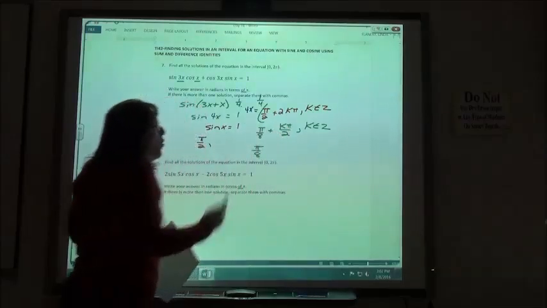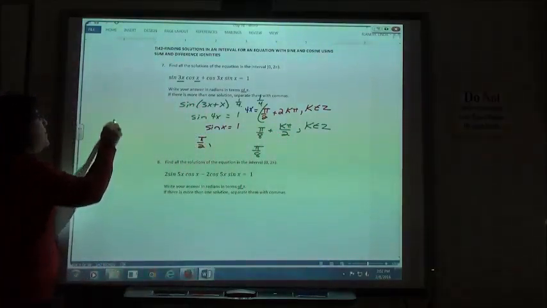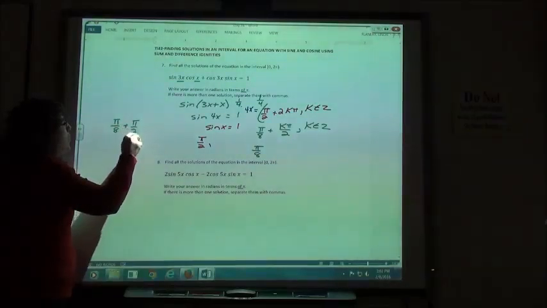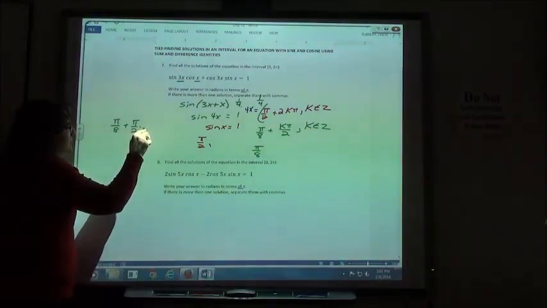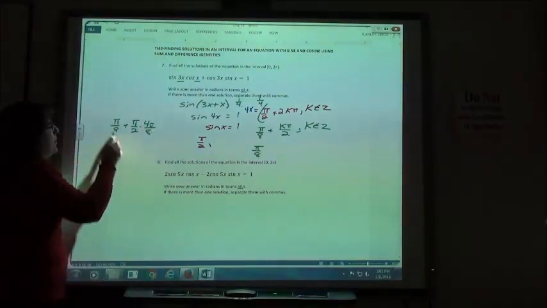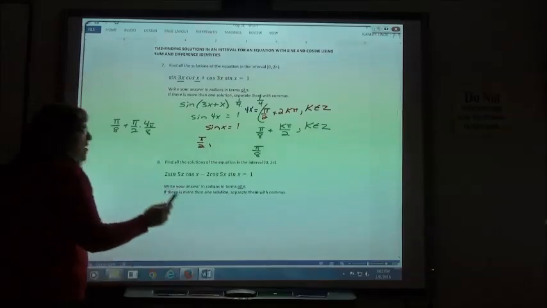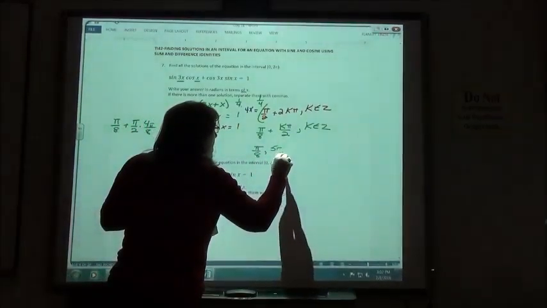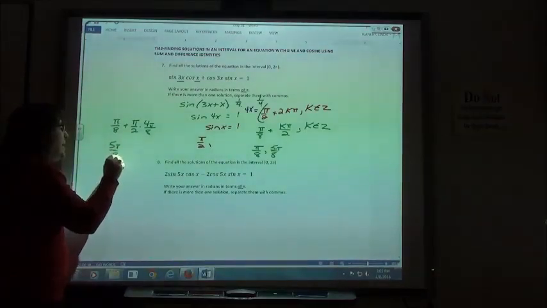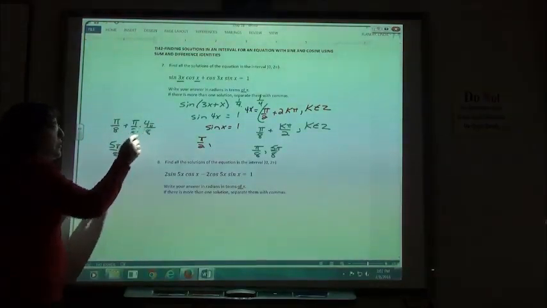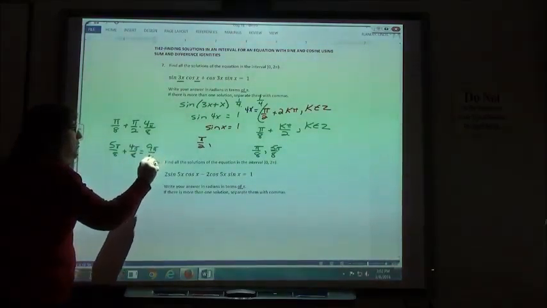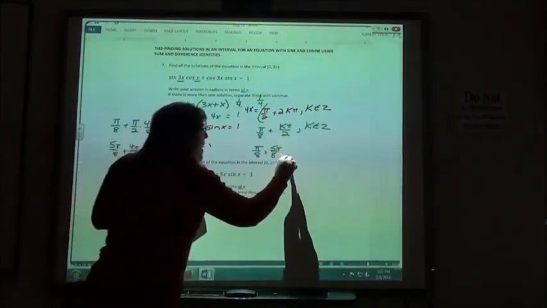We're going to add 1/2 pi each time. So if I have pi over 8, and I add pi over 2, in terms of eighths, I would have 4 pi over 8. So pi over 8 plus 4 pi over 8 would be 5 pi over 8. Then I'm going to take my 5 pi over 8 and add my pi over 2, which is the same thing as 4 pi over 8, which gives me 9 pi over 8. Still less than 2 pi.